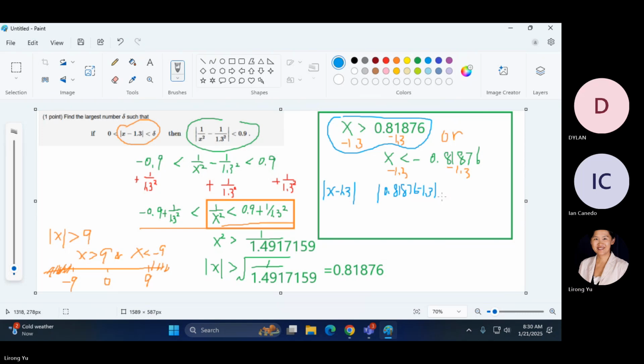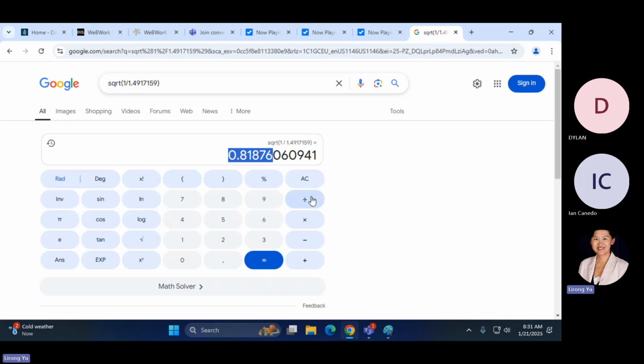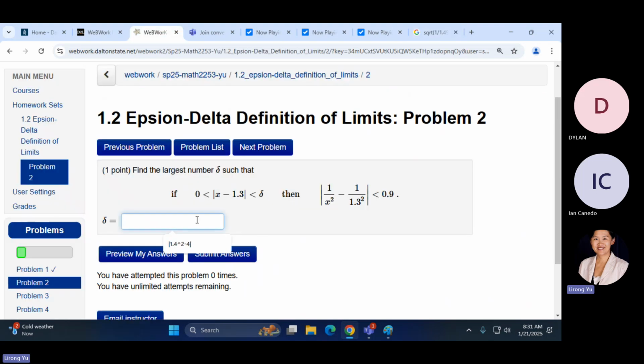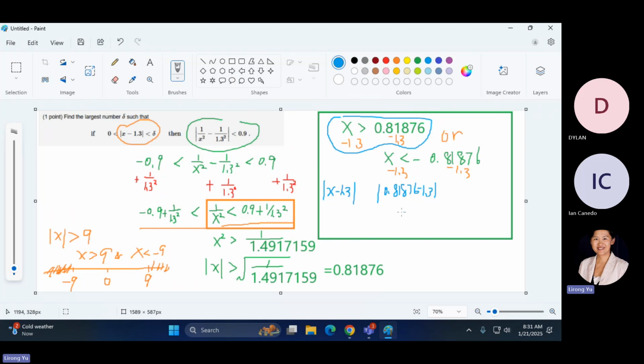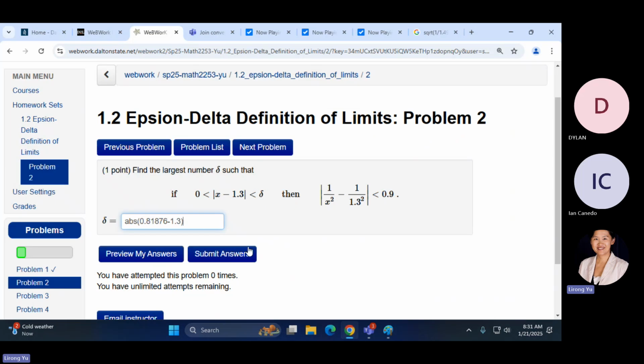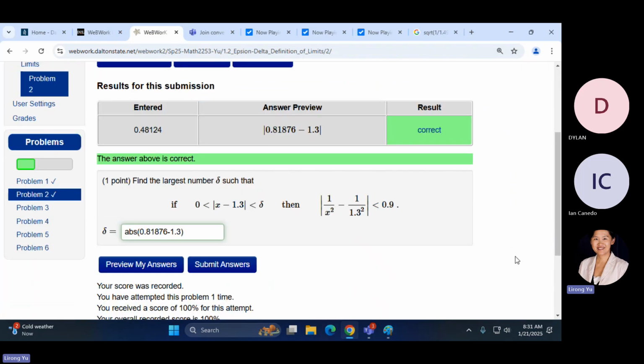We okay? All right, so we're going to take that boundary for our delta. The answer would be the absolute value of the number minus 1.3. That's what I was writing over here. Remember the minus 1.3. My writing doesn't look very clear, but it's 0.81876 minus 1.3, with the absolute value taken. So that's the answer for question 2.